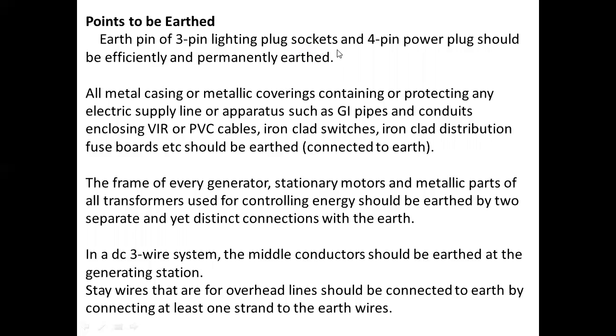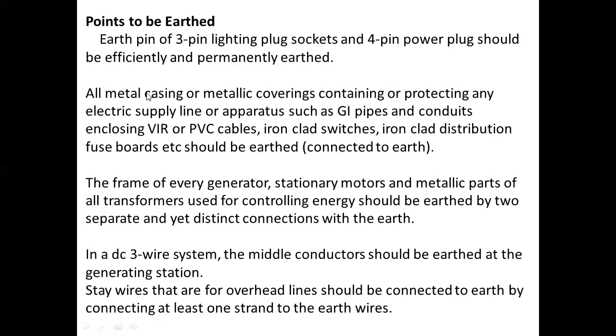That's the plug sockets. Or a 4-pin power plug should be efficiently and permanently earthed. So the third point, the earth point, should be connected to the earthing so that under fault conditions, the leakage current can easily flow to the earth. So that we can make sure we are giving protection to the equipment and protection to human beings against electrical shock.